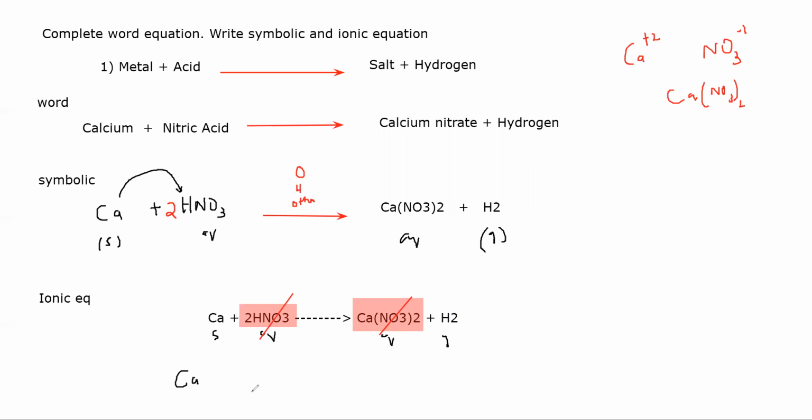So we are left with calcium, which is solid. We are left with 2 hydrogen ions, and we are left with 1 calcium ion, and we are left with hydrogen as a gas. So this is known as the ionic equation for this reaction. Yes, that's correct, Afif. Is it clear?